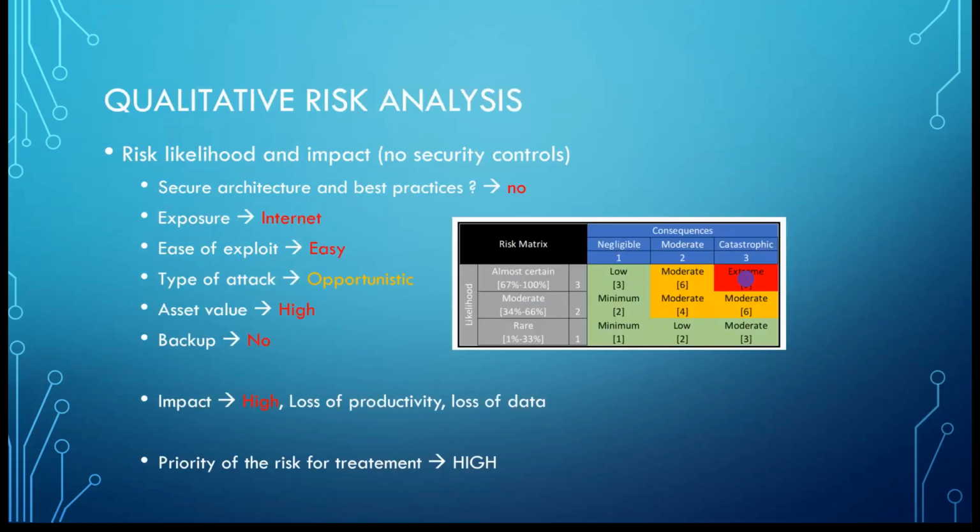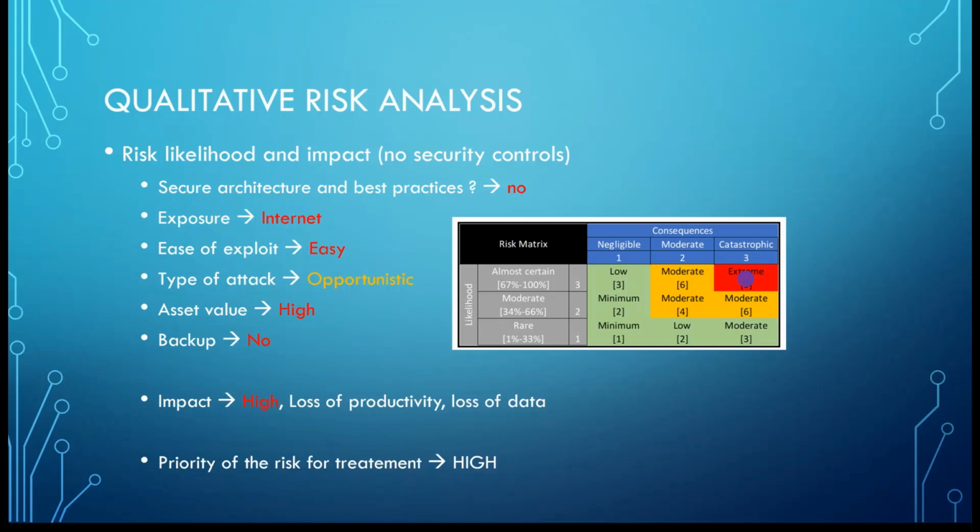Now, if we talk about qualitative risk analysis, as I said, it is a more subjective way of doing the risk analysis. It is based on experience and on the history of your company or on yourself, for example. So there's no real value. It's really subjective. So what are the risk likelihood and impact? For example, I've got no security controls. I've got no secure architecture. I'm not using any kind of best practices. My exposure is to the internet. It's easy to exploit if someone wanted to attack me.